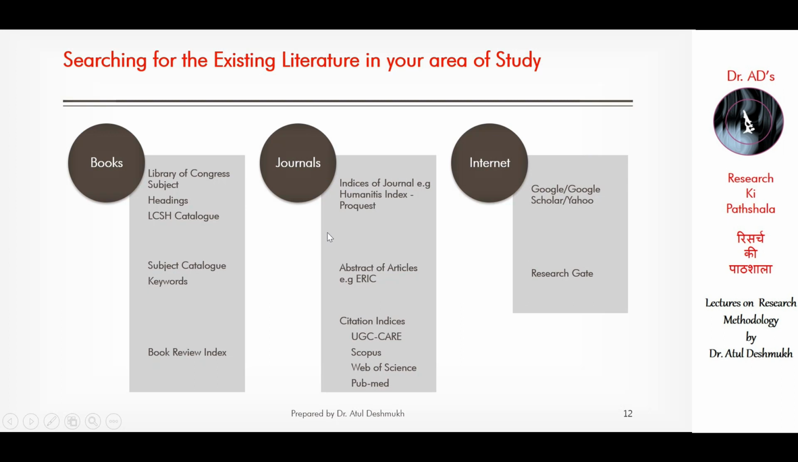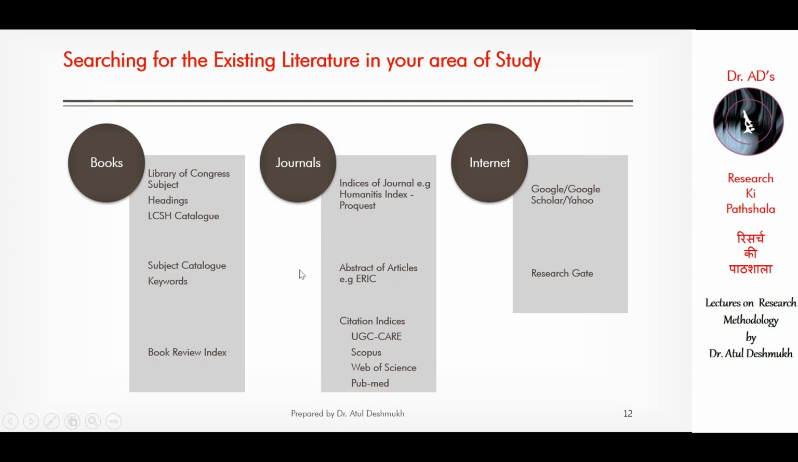Second, journals. So indices of journals, like people from an academic background must have seen such indices like ProQuest. Many libraries procure ProQuest or humanities indices for social sciences. Or there are certain abstract articles like ERIC. ERIC is the abstract articles. Okay, so in such indices you just get abstracts.